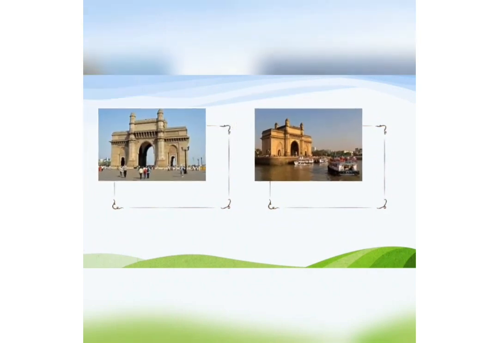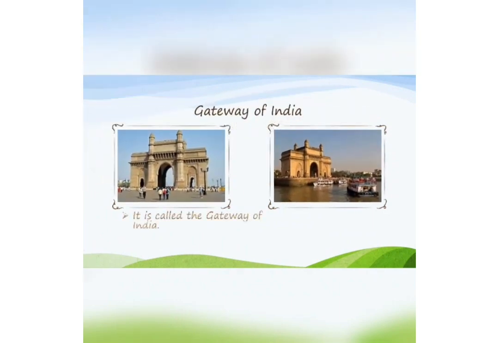Now children, look at the picture. It is called the Gateway of India. It is located in Mumbai. It is an arch monument built during the 20th century. This monument has also been referred to as the Taj Mahal of Mumbai and it is the city's top tourist attraction.